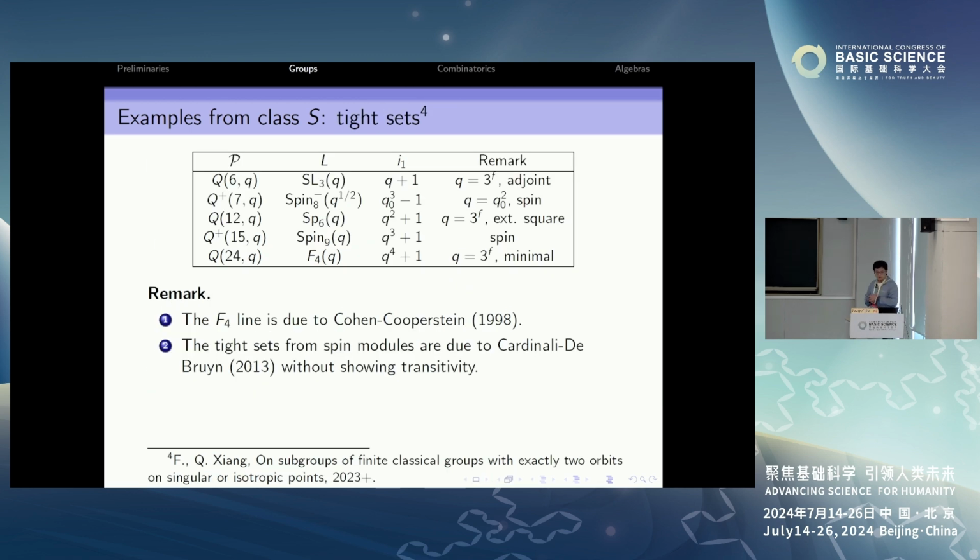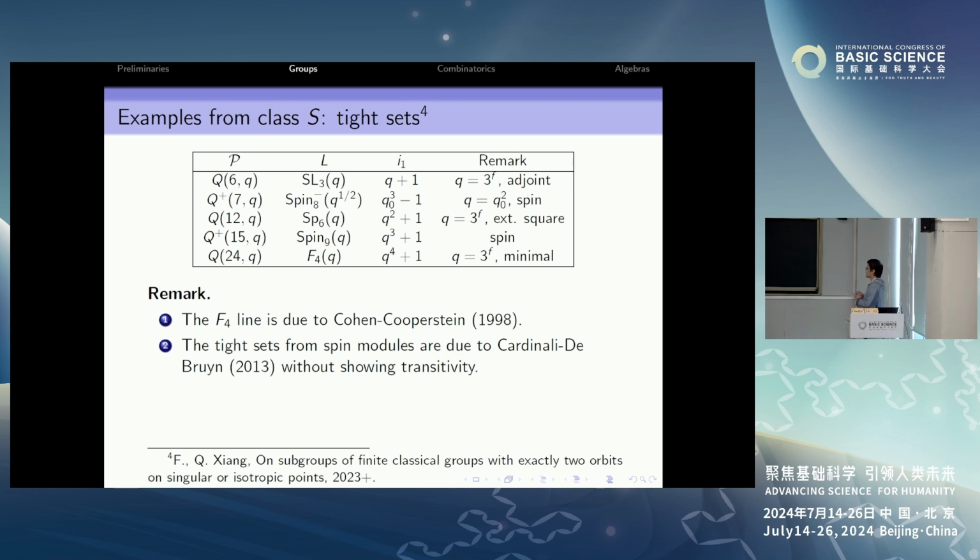So for the subgroups of finite classical groups with exactly two orbits, we also mention examples from class S only. So these are the tight sets. We find that there are quite several examples with high dimensional cases.